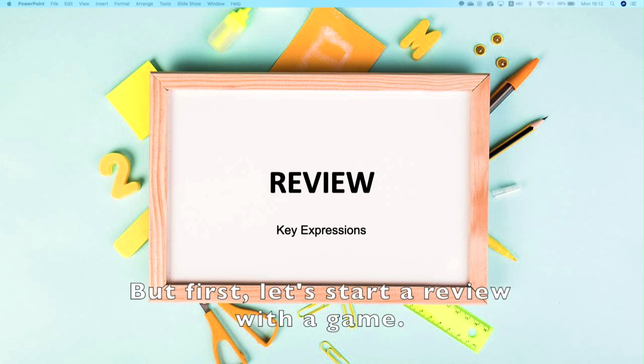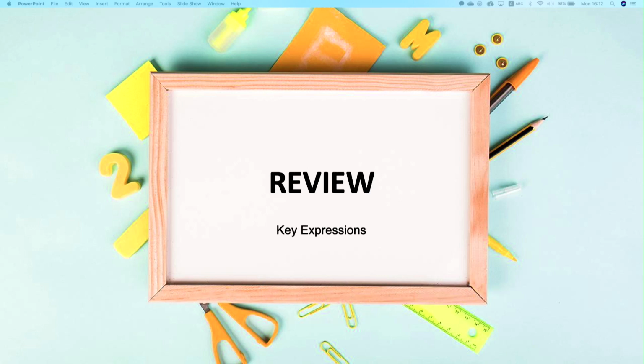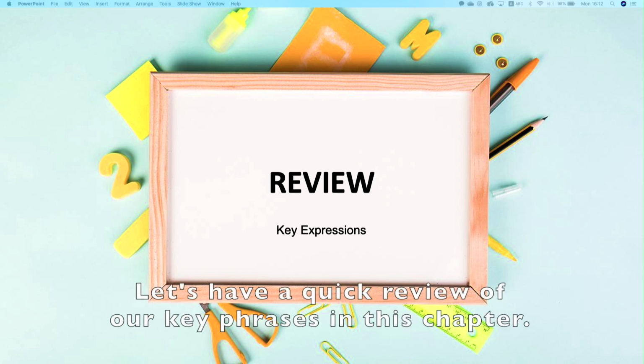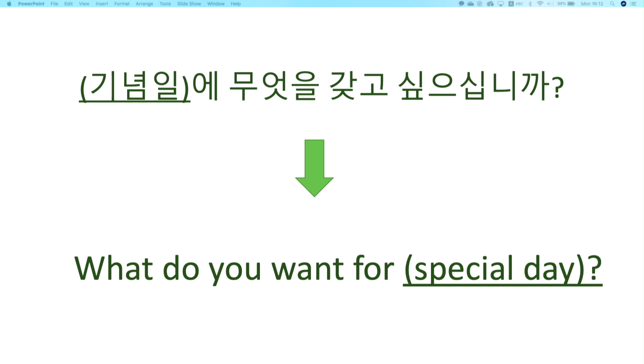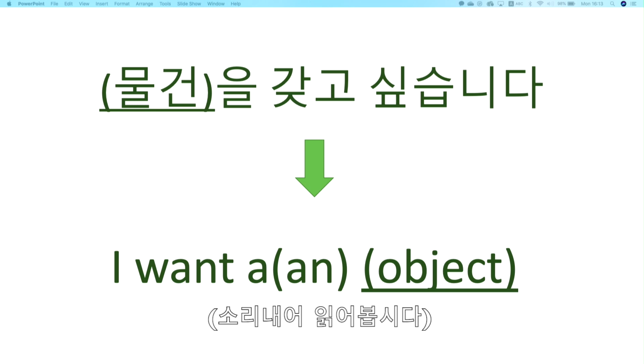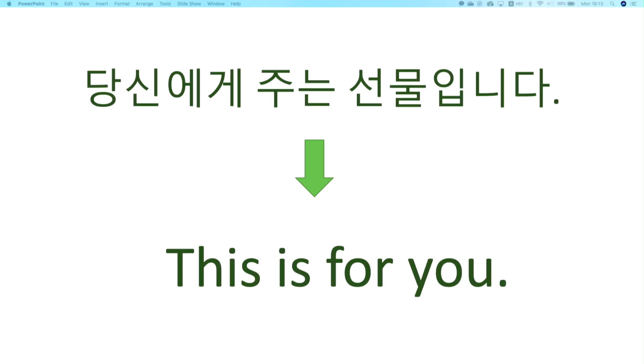But first, let's start a review with a game. Let's have a quick review for our key phrases in this chapter. Read the sentences together. What do you want for special day? What do you want for your birthday? I want an object. I want an airplane. This is for you.